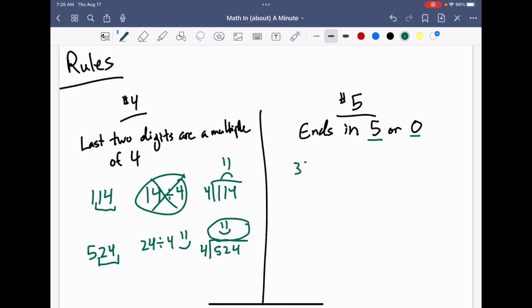So 335, check, it works. 1,740, check, ends in a 0. And then if we have something like 32, fail. Doesn't work. If we have something like 12,877, fail, doesn't work.